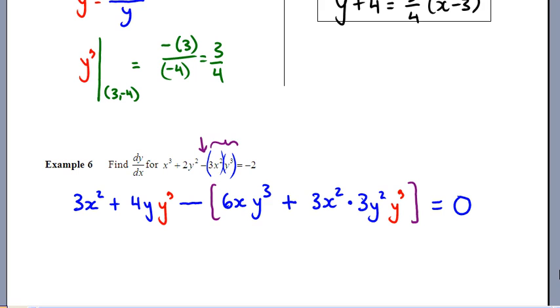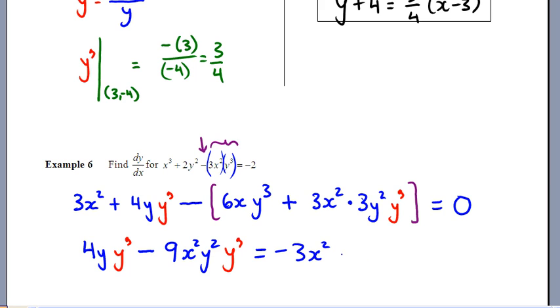So we'll get all the y prime terms on one side. So it looks like we have a 4y prime. This one's got a couple of y primes. We're also going to have, looks like minus 9x squared, y squared, y prime. Another one of the things we're looking for. Now dump everything else over to the other side. So we're going to have a negative 3x squared. And by the time it gets to the other side, it'll be a positive 6x y cubed.